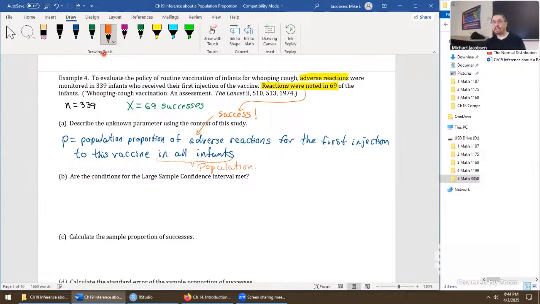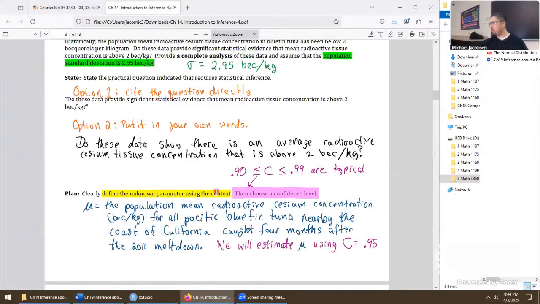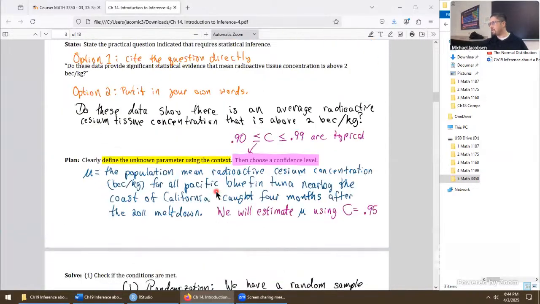If we look into how we calculate or describe the unknown parameter for, say, quantitative data, it's very, very similar. Where we put in success, we just put in what the average is for the data type and mention the unit. In fact, let's see if we can see a problem just like that for comparison's sake, down below on this one. Let's see if I can find it.